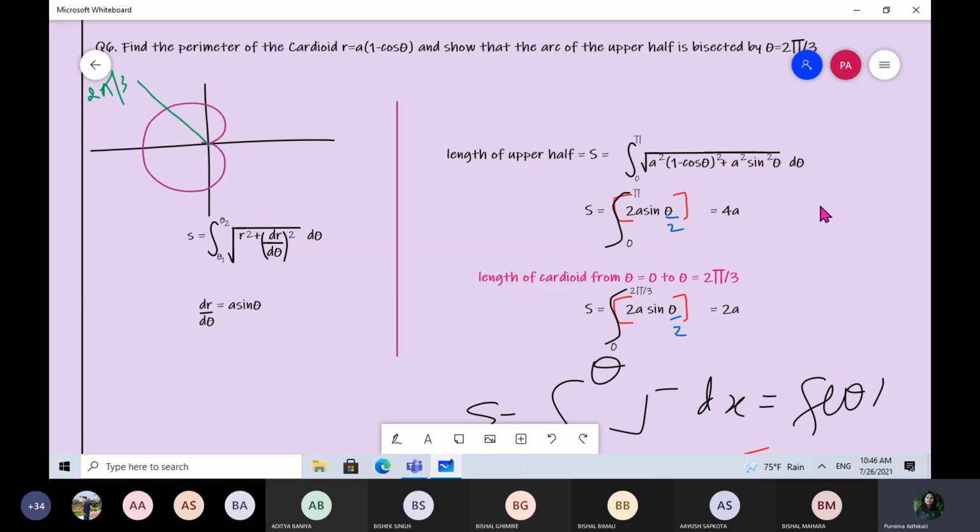So when you do this integration, your integration is similar to the previous question as well.